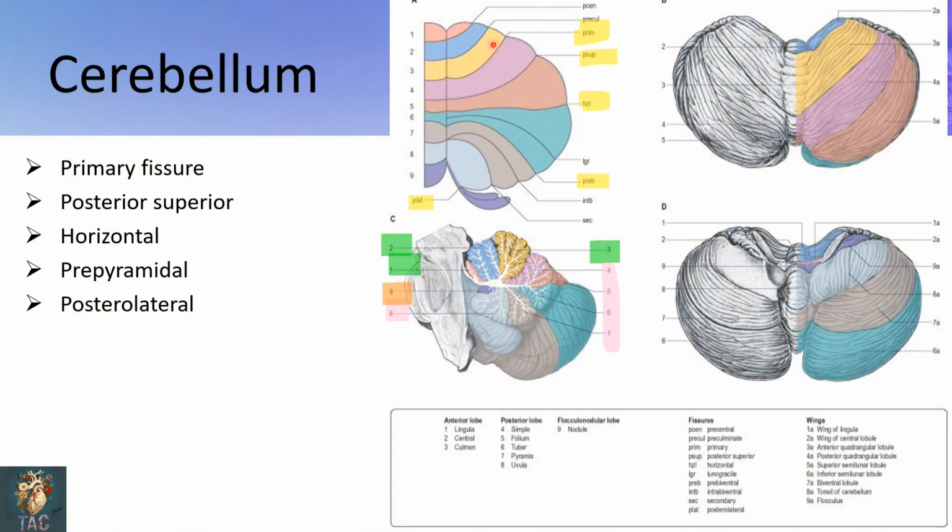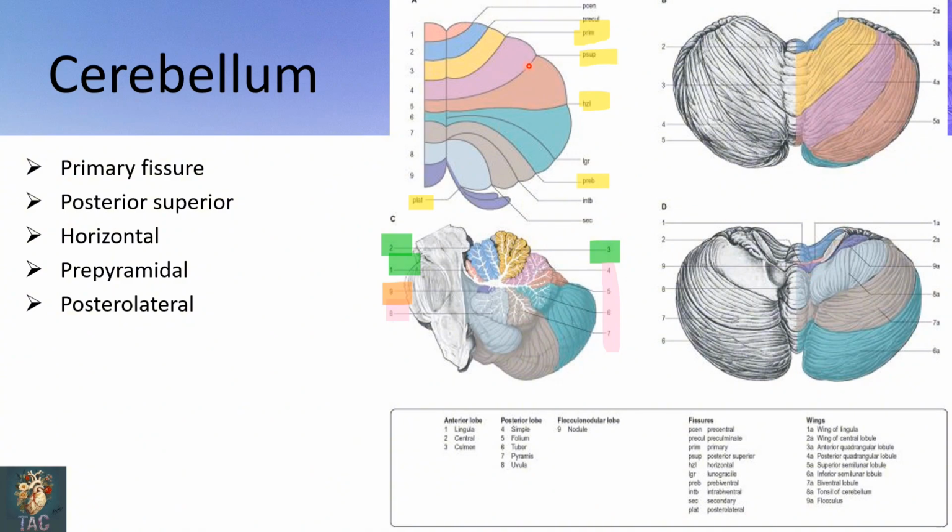Anterior to this primary fissure is the anterior lobe, and then this whole is the posterior lobe, and this purplish colored area is the flocculonodular lobe. Again, the anterior lobe is divided into three parts. This one in the pink color is the lingula. In the blue color you can see the central, and in the yellow color you can see the culmen. Similarly, on the superior surface you can see the central and the culmen, and on the inferior surface you can also see the lingula and the central.